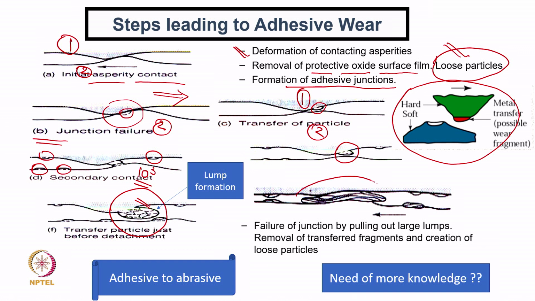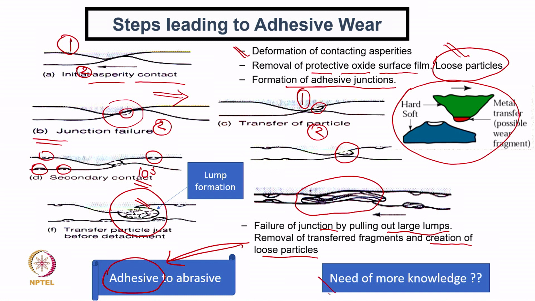And you can see here this is a fractured surface, or the particle which has been removed from surface 1. Then the failure of junction by pulling out a large, bigger lump is what creates a loose particle, and this is what we say: adhesive wear may turn out to be abrasive wear. We will again study those in detail, but not in today's lecture. We will be focusing only on adhesive wear in this lecture.